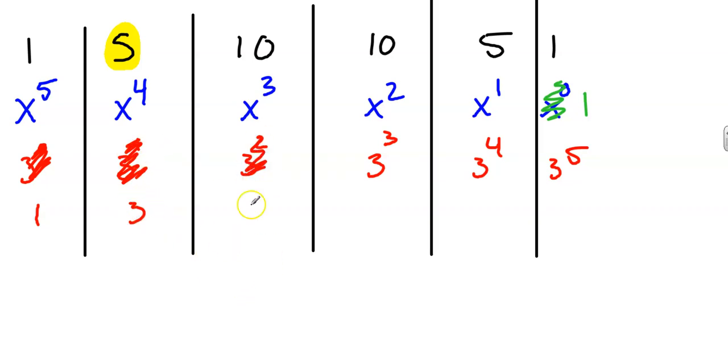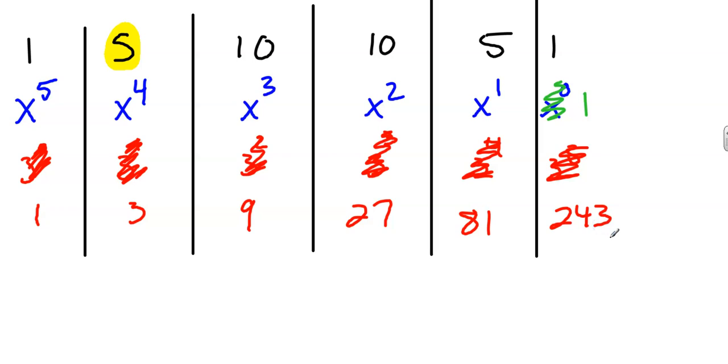3 times 3 is 9. 9 times 3 is 27. 27 times 3 is 81. And 81 times 3 is 243.